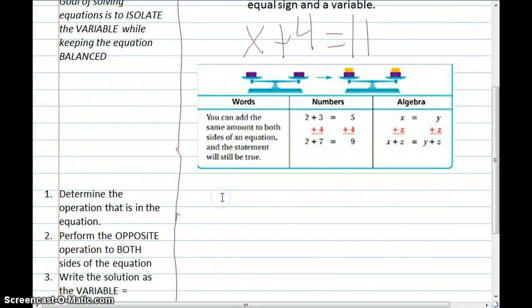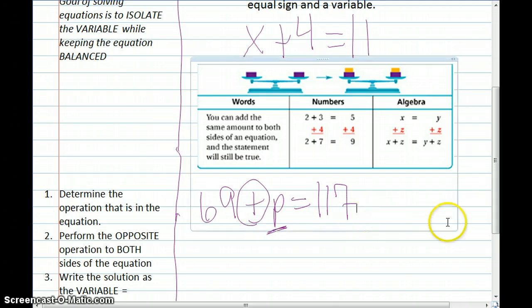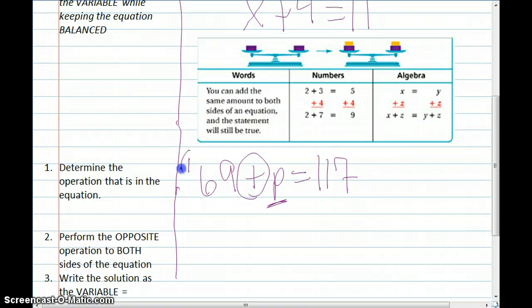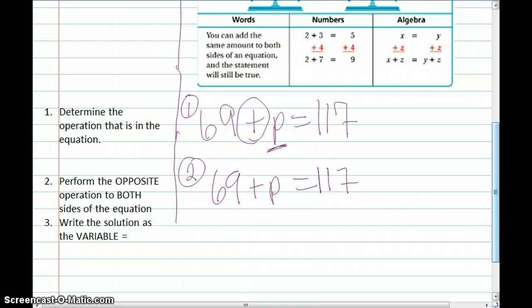Step 1 is to determine the operation that is in the equation. So our first equation is going to be 69 plus p equals 117. Now our variable is p. There's our variable. And the operation is addition. So that's step 1. Step 2 says to perform the opposite operation to both sides of the equation. And we do it to both sides to keep it balanced. That way we're not doing anything just to one side, because if we only do it to one side, it'll be lopsided.